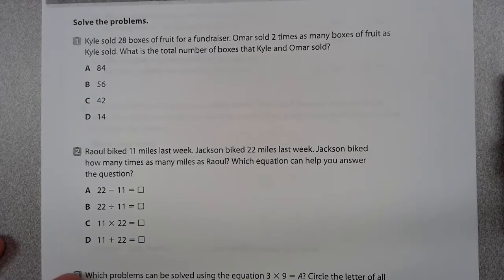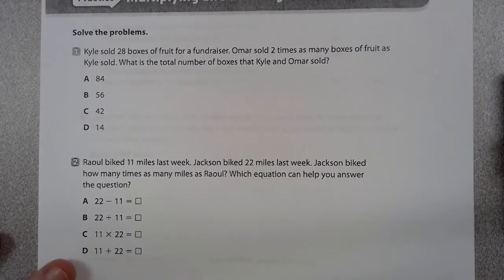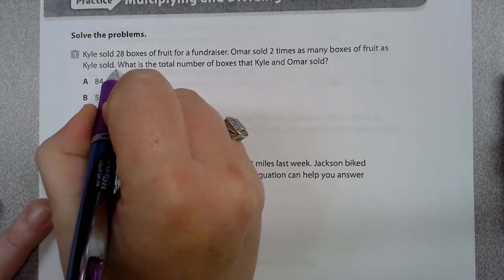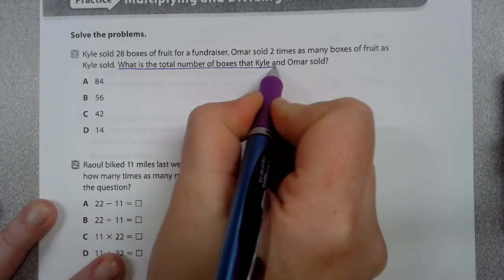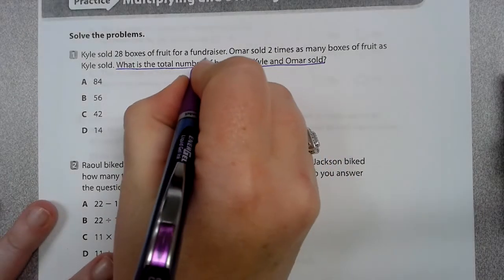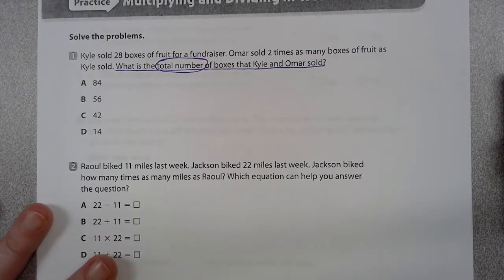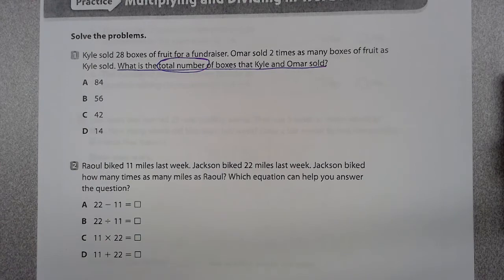Kyle sold 28 boxes of fruit for a fundraiser. Omar sold 2 times as many boxes of fruit as Kyle sold. What is the total number of boxes that Kyle and Omar sold? The very first thing I want you to do is underline the question that we're having to answer. The question is what is the total number of boxes sold by Kyle and Omar? Total. Not just how many Kyle sold, not how many Omar sold, but if we put them together.